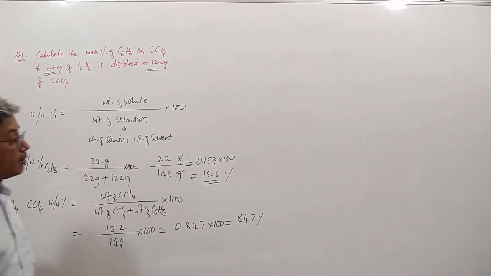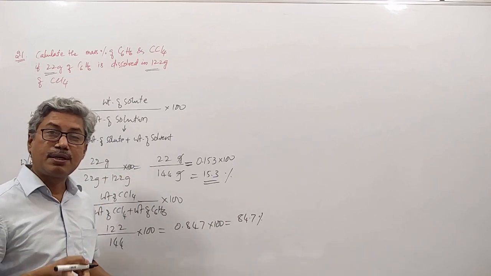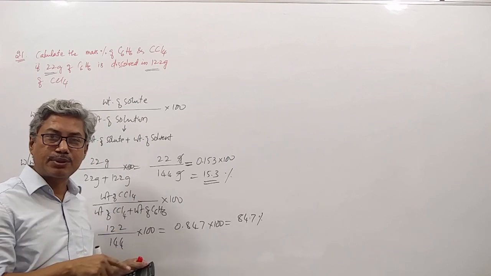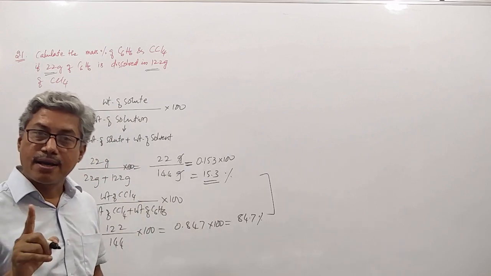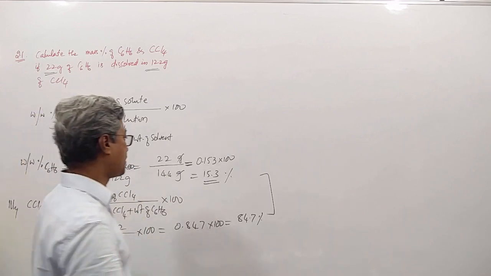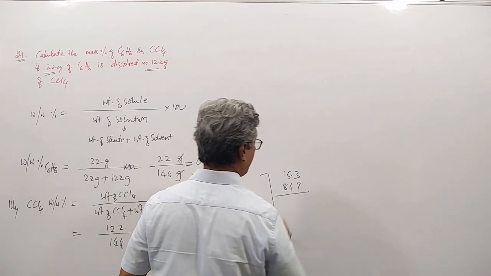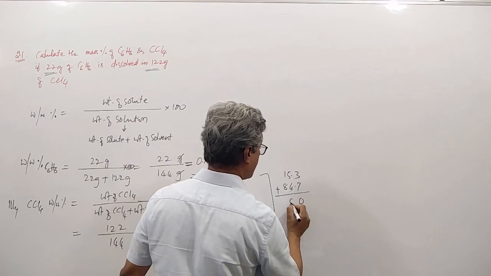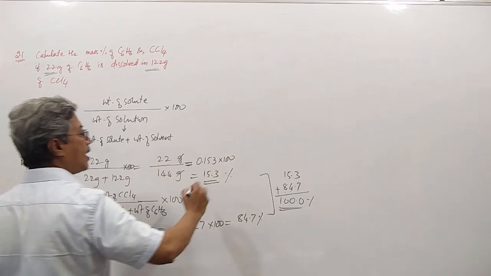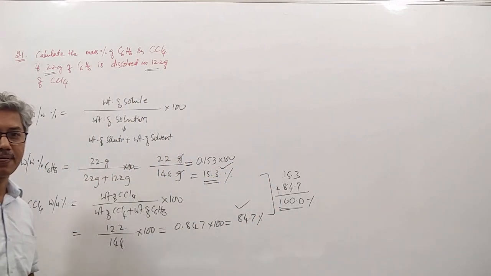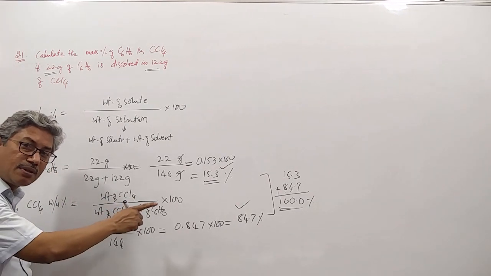Is it clear, students? Now, these are the mass percentages of individual substances. To check whether these values are correct, you have to just add these two. If you add these two, you should get exactly 100 or nearby 100. See, students, 15.3 and 84.7, if you add these two, it will be 100%. It means that whatever answer we have got, it is correct. Clear, students? See, sum of the mass percentages is also 100.